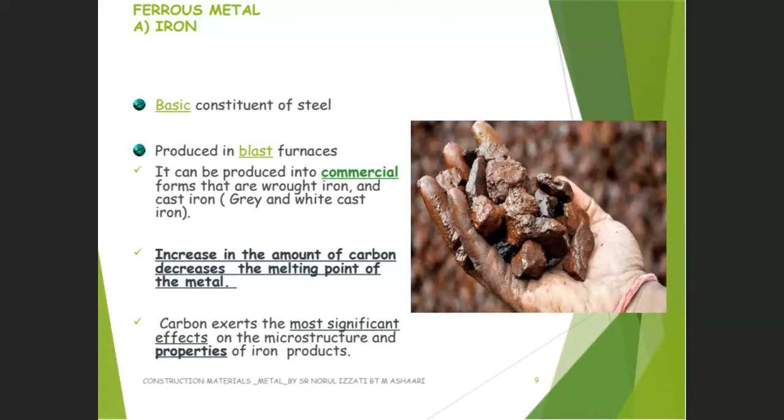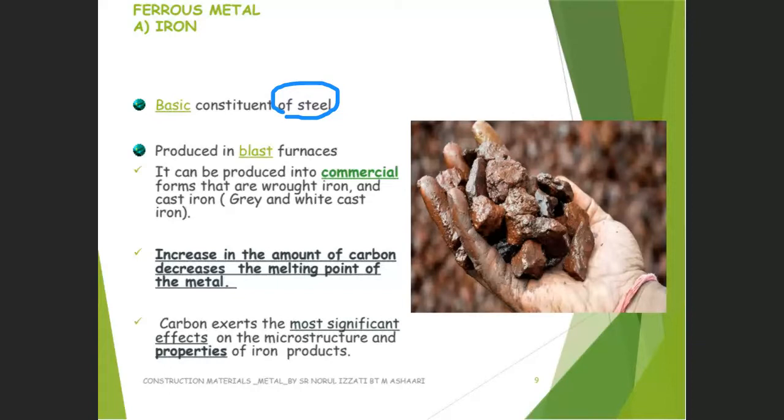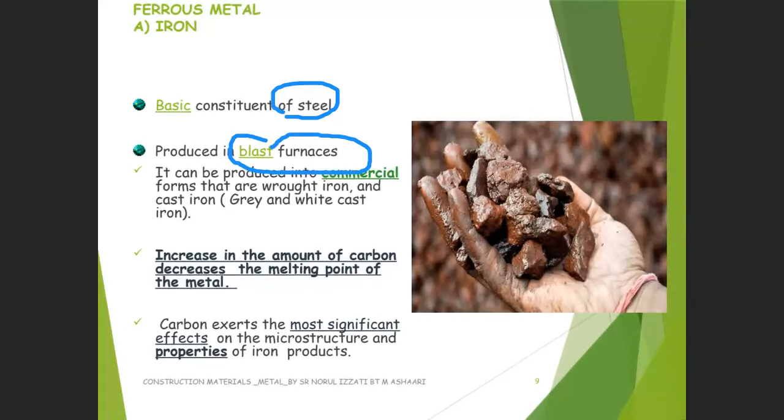Okay, so we go to the first category under ferrous metal. We have iron. This is the basic constituent of steel, because before you add the carbon, this is the iron. It is produced in the blast furnace. This is also a term that you have seen before when we learned about glazing. It can be produced into commercial forms to produce grey and white cast iron. After you go through the manufacturing process, they are another category.